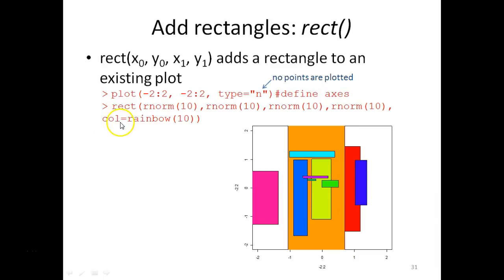And for the color argument, I provide rainbow(10), which, as you know, results in a vector containing 10 color codes, which together make up a rough rainbow spectrum. And this is the result.